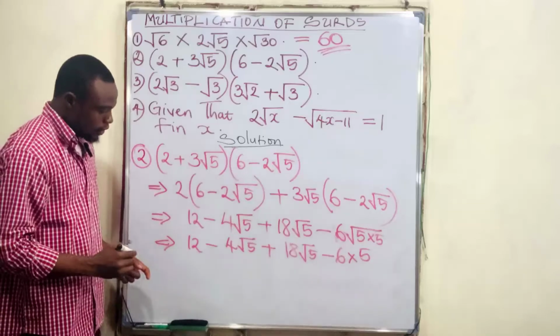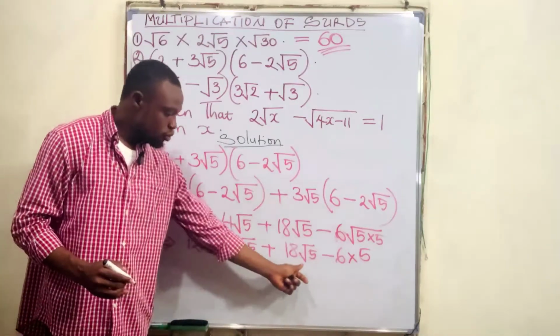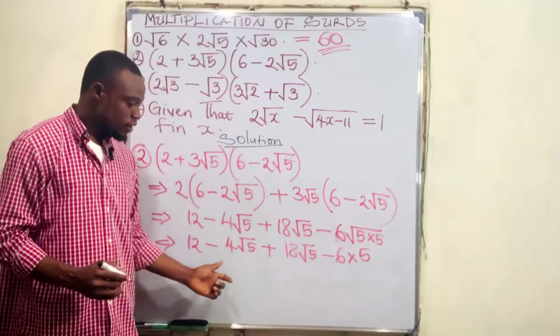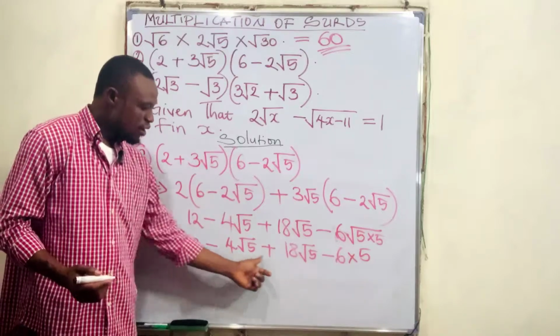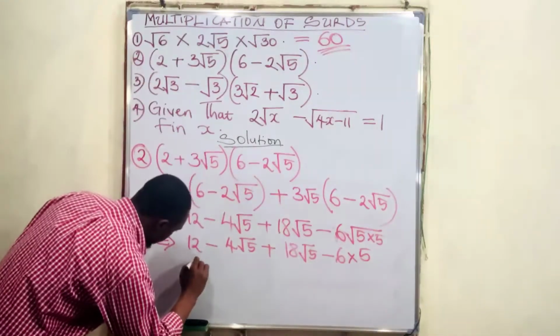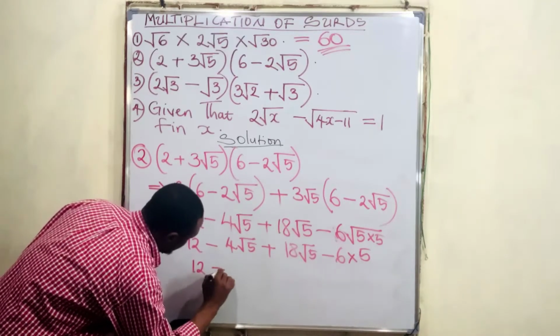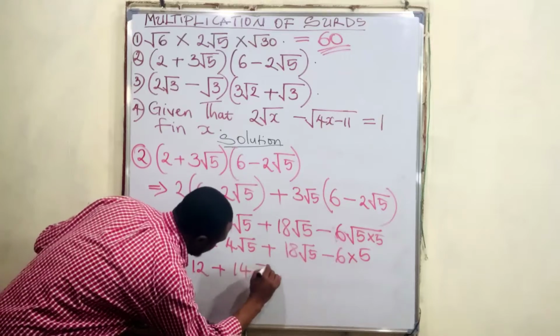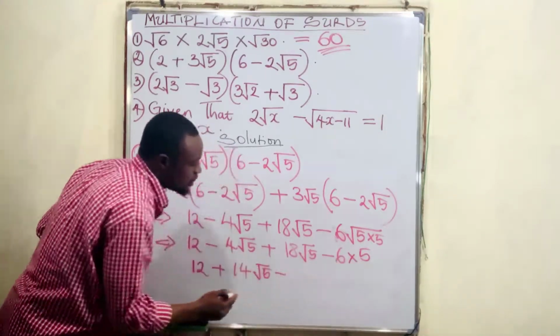Okay. Now, let's look at the middle. We have root 5 here, root 5 here, right? So they have the same form. So we can equally say minus 4 plus 18. Minus 4 plus 18 is what? 14. So we have 12 plus 14 root 5 minus this 6 times 5, which is what?